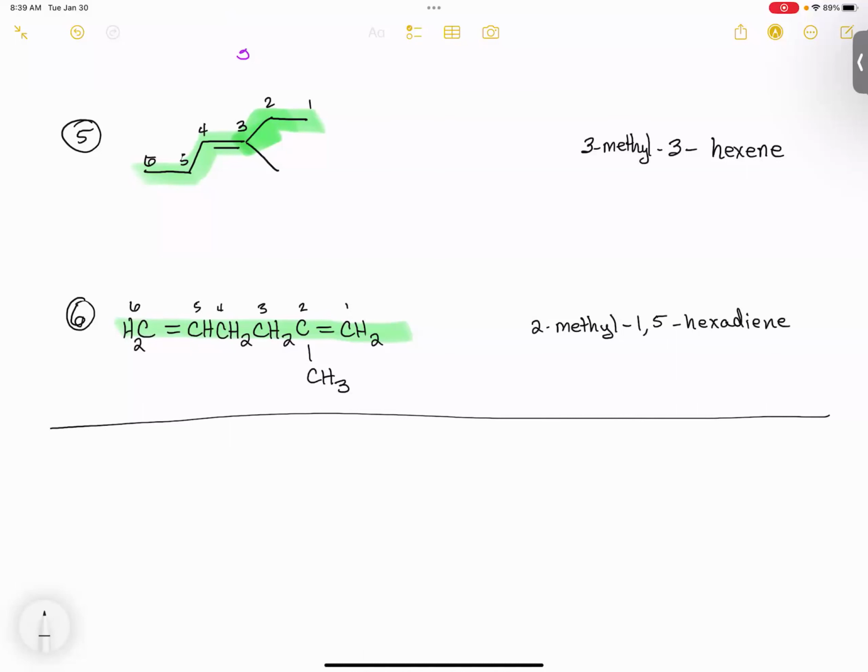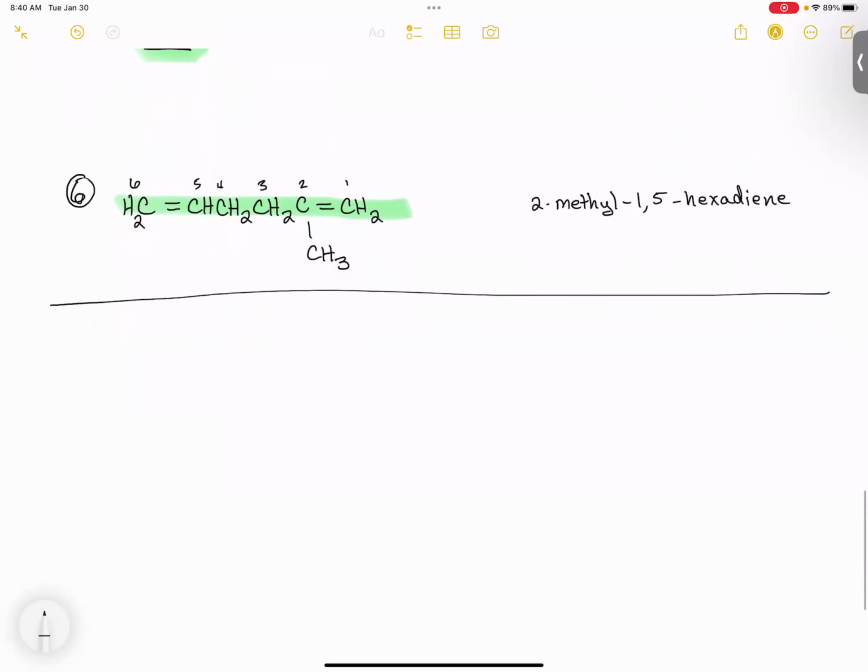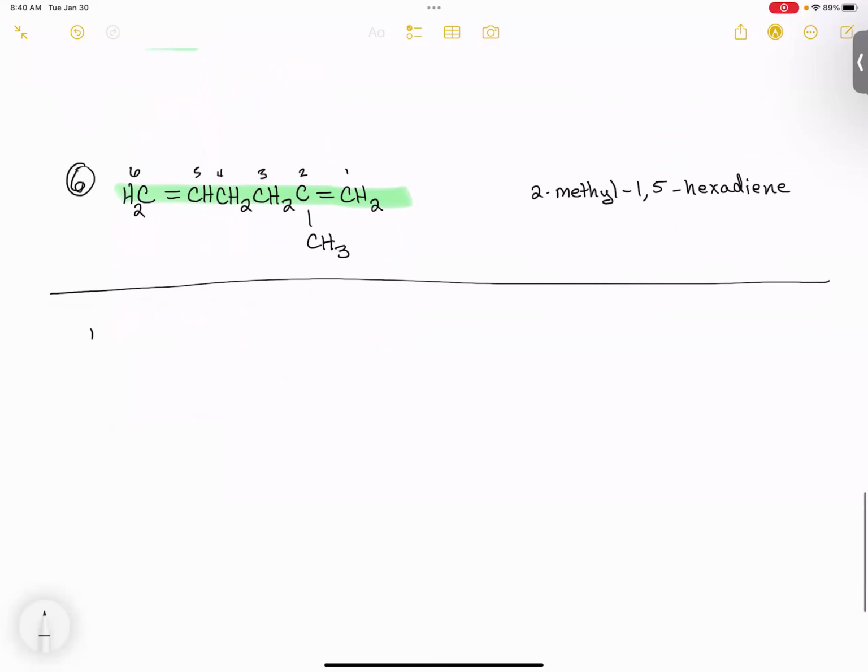Okay, just like you can have isomers with alkanes, you can have isomers with alkenes. Let's just look at one of them. Let's look at C4H8, and let's determine the possible isomers of the alkene.